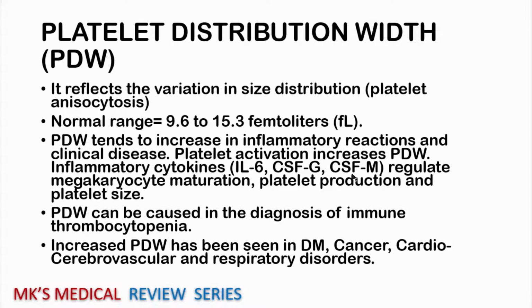And these inflammatory cytokines such as interleukin-6, granulocyte colony stimulating factor, and macrophage colony stimulating factor are going to be regulating megakaryocyte maturation, where the platelets come from, platelet production, as well as platelet size. And remember that the platelet distribution width can be used in the diagnosis of immune thrombocytopenia, and some conditions such as diabetes mellitus, cancer, cardio and cerebrovascular, as well as respiratory disorders may increase the platelet distribution width.